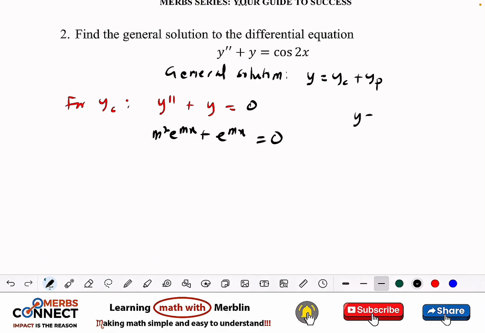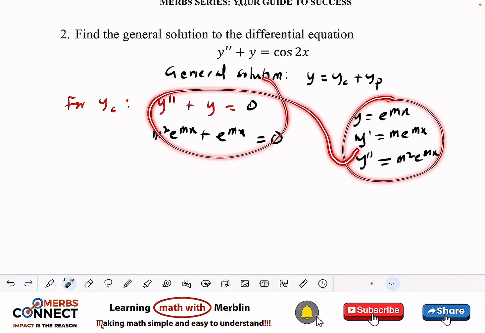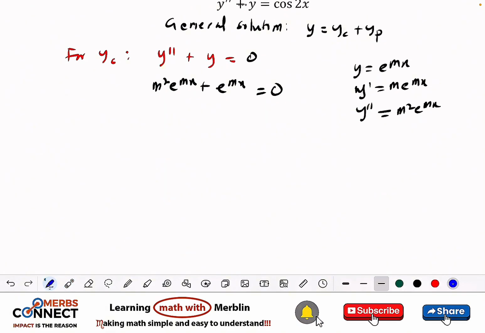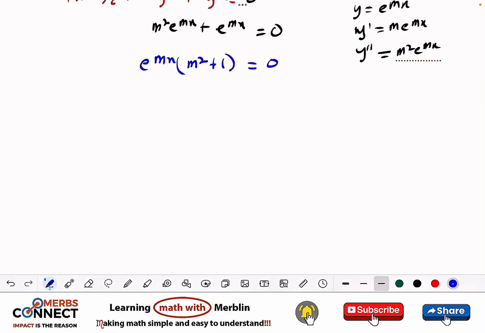Here y is equal to e to the power mx, y prime. The more you do it, the more you have them off mind, so you can just skip writing this and take it from there. And this one was m squared. Then you do substitution. You plug this one inside this. We've done it several times. So I'll factor this out and it will be left with m squared plus 1, which is equal to 0. And this is not equal to 0. So it means that m squared plus 1 should be equal to 0. m squared is equal to minus 1.